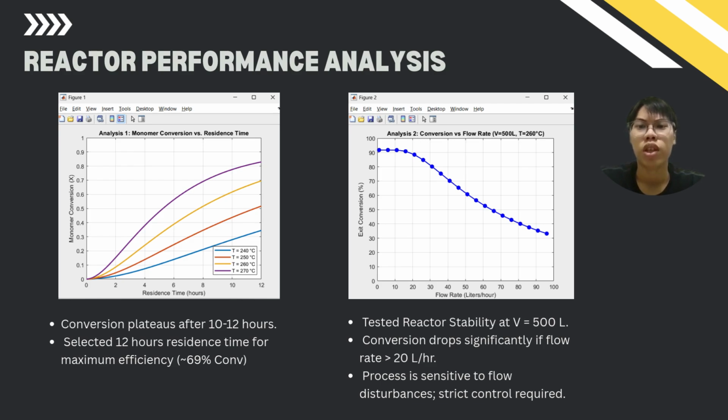We performed two critical analyses. First, the kinetic profile on the left showed that the reaction reached equilibrium around 12 hours, achieving nearly 69% conversion. Second, we ran a stress test on the right. This simulates what happens if you rush the process. As you can see, pushing the flow rate too high causes a rapid drop in performance, confirming that our calculated residence time is critical for quality.